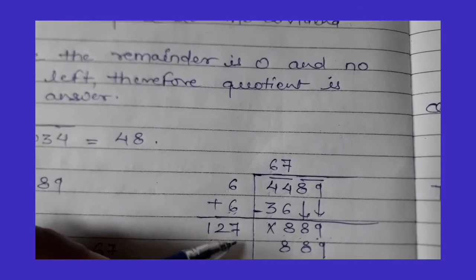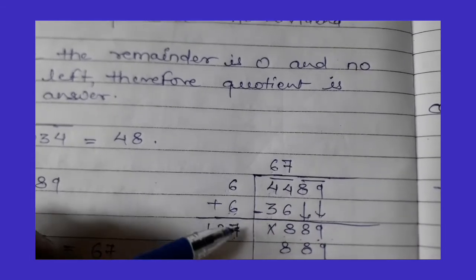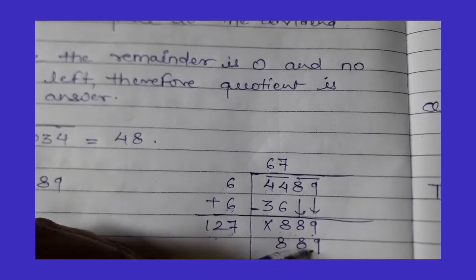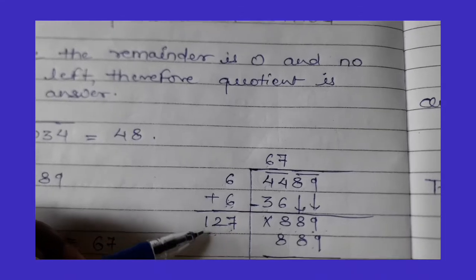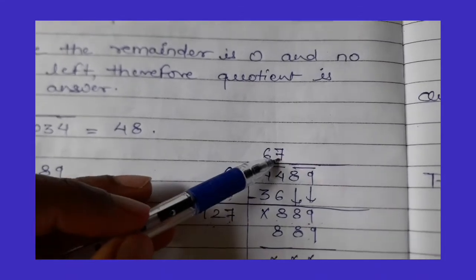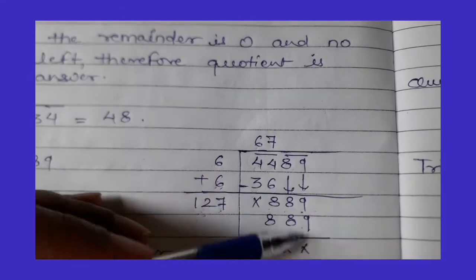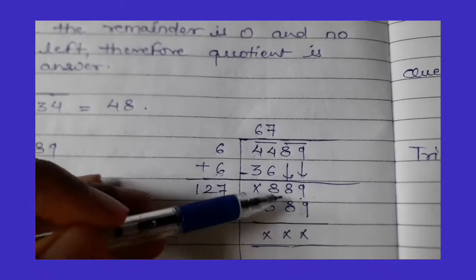Okay, then I have chosen 7, then 127 multiply by 7, again 7 7s are 49. You can see units place again 9 is there. Okay, so when you multiply this 127 by 7, we'll get 889, and then again when you subtract we will get 0.